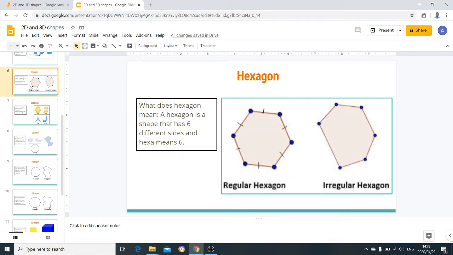A hexagon. What does a hexagon mean? A hexagon is a shape that has 6 different sides, and hexa means 6. This is a regular hexagon and this is an irregular hexagon.